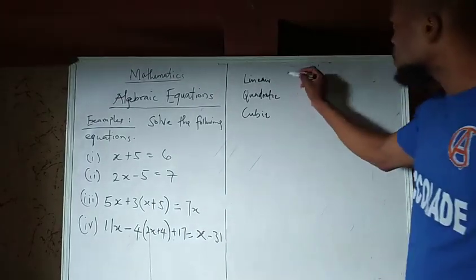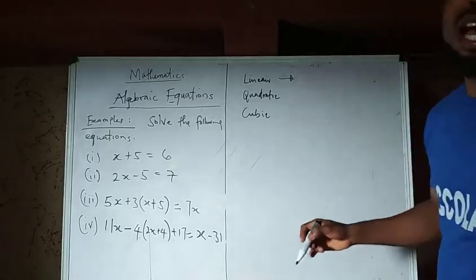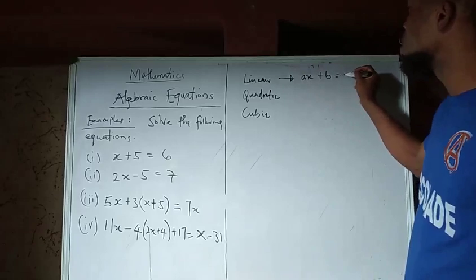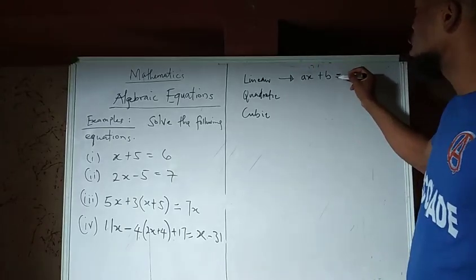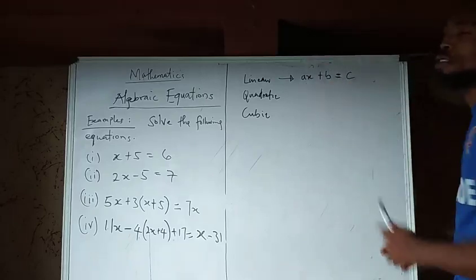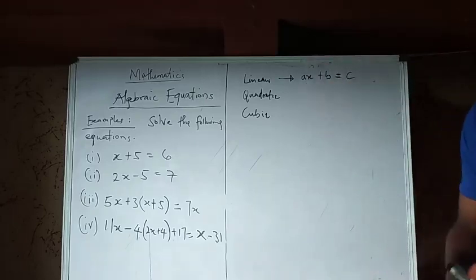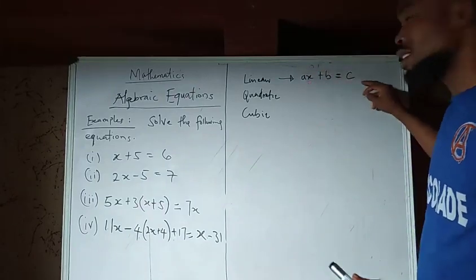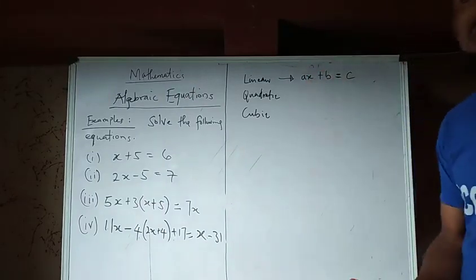A linear equation has this form, okay? Ax plus b equals anything, let's say c. That's the form of a linear equation. This is not to mean that a linear equation is always written like this. It's the form that it takes.